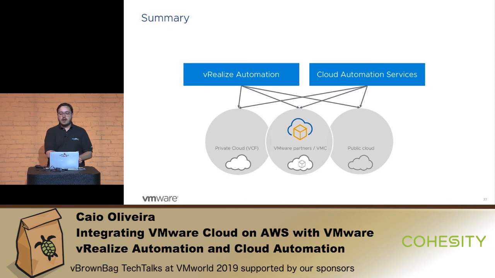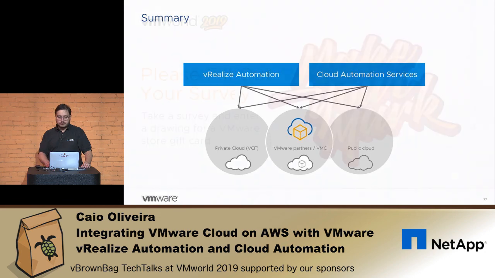both vRealize Automation and Cloud Automation Service can be your automation platform for even private cloud, for VMC or any other cloud that's running VMware, and also public clouds, right? Of course, with VRA, you consume it on-premises, license-based. Cloud Automation Service is a SaaS solution that we have, right?